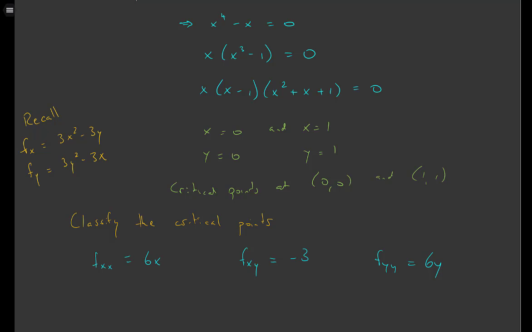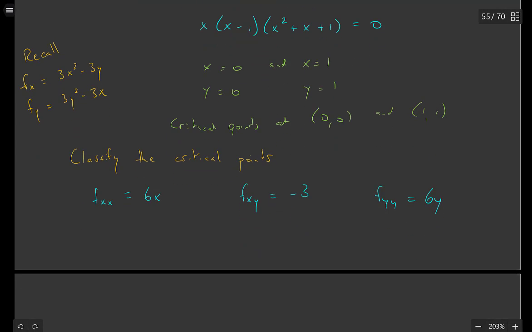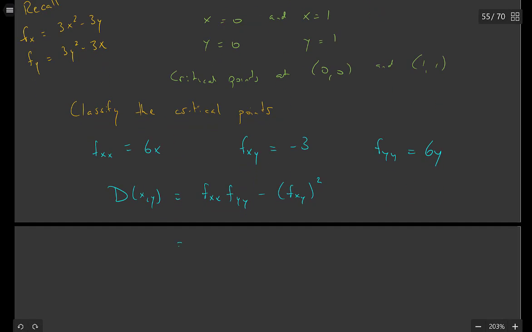Then for applying the second derivative test, I need to compute this quantity D, which we can think of as a function of x and y. These partial derivatives are also in general functions of x and y, and D is equal to the second partial derivative with respect to x twice times the second partial derivative with respect to y twice, minus the square of the mixed partial derivative. Plugging in what we've just found, we'll end up with 36xy minus 9.